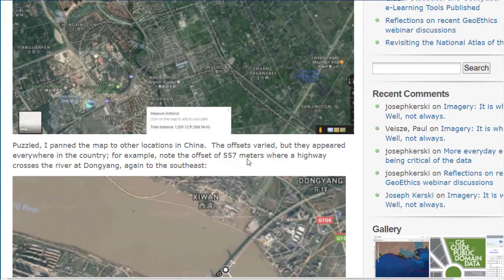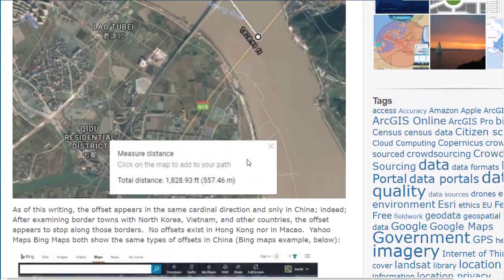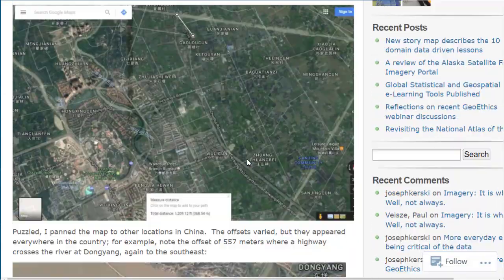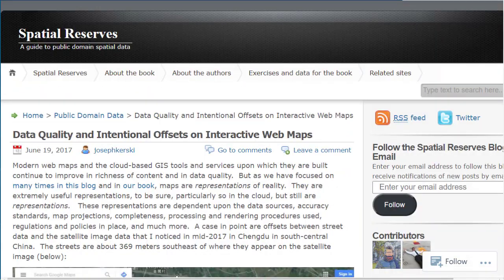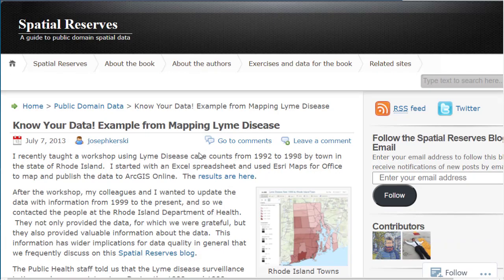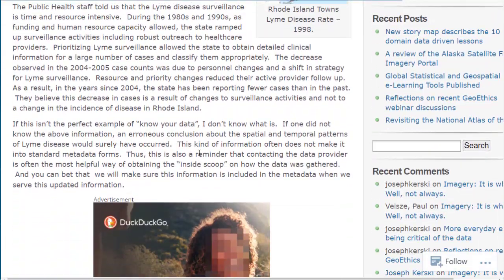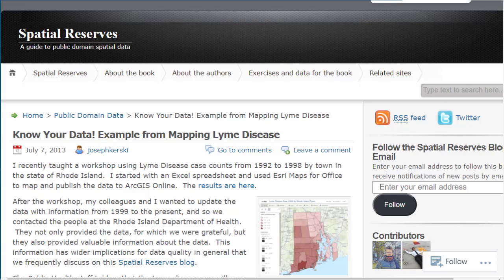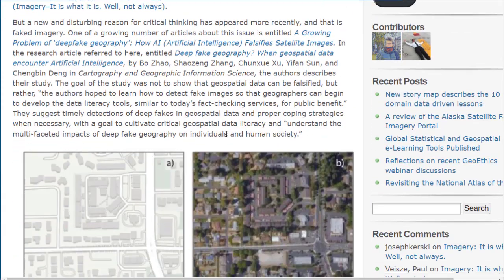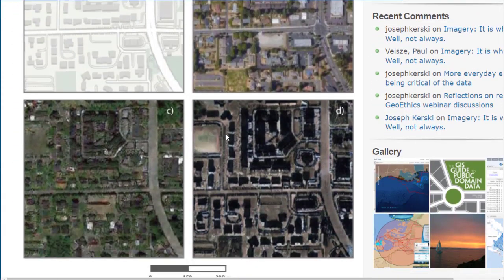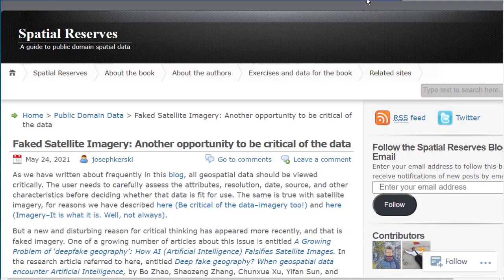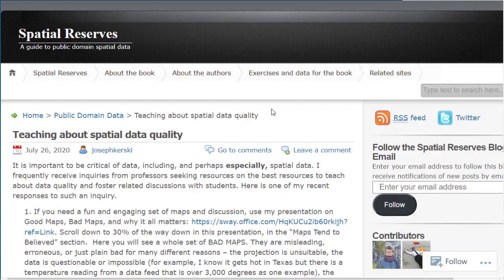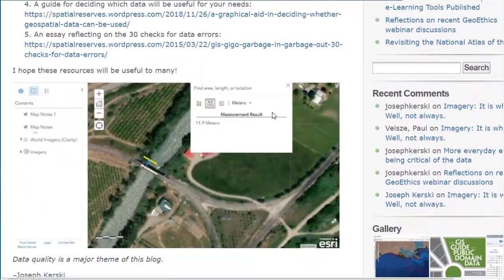Intentional offsets on web maps. Let's take a look at that. And why does it matter? Here's an example from Lyme disease mapping that a colleague and I did some years back that I think is still incredibly relevant today. Faked satellite imagery? Let's take a look at that for a moment. And finally, here are some tips of mine about teaching about spatial data quality.